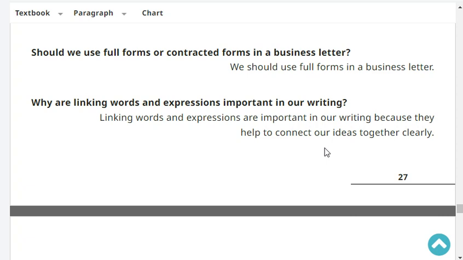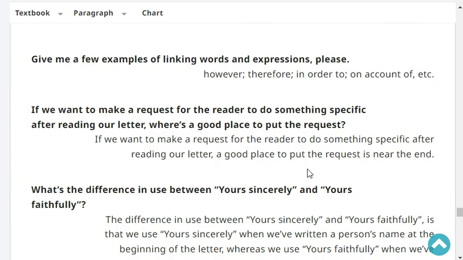Why are linking words and expressions important in our writing? Linking words and expressions are important in our writing because they help to connect our ideas together clearly. Very good.